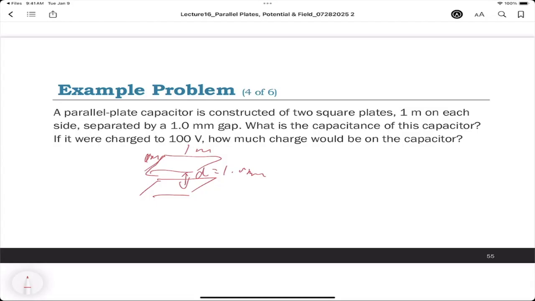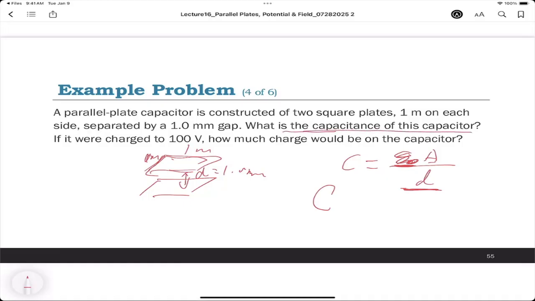Yeah, we know the equation. Just write down the equation. C equals epsilon naught A divided by D, where epsilon naught is the constant value, A is the area of this square, and D is the distance. Then you can calculate C, am I right?